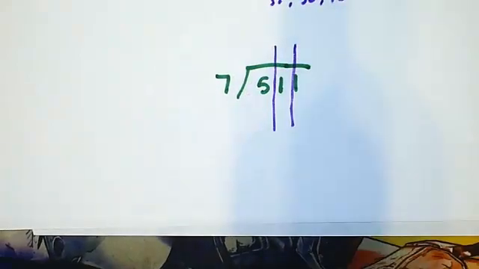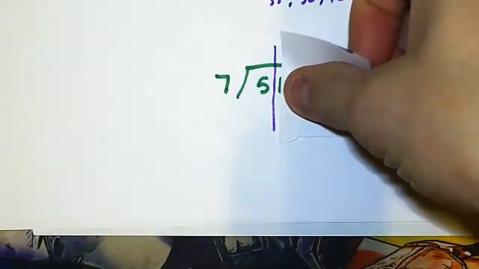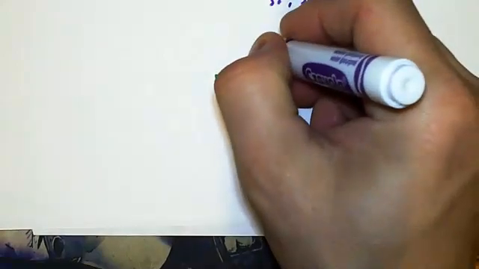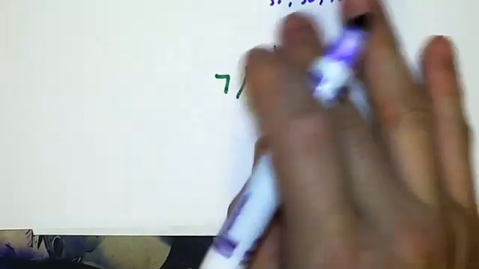All right, 511, what's 7? Okay, but I am going to cover. Does anything times 7 make 5? No, it does not. So we're going to put a 0 here, and let's scoot over to 51.